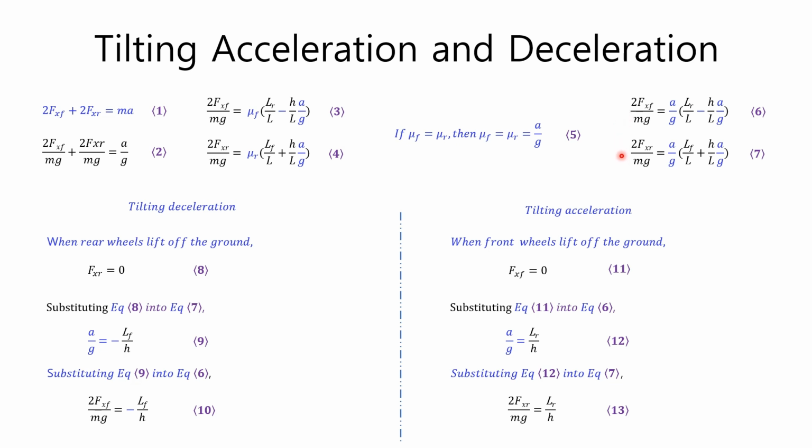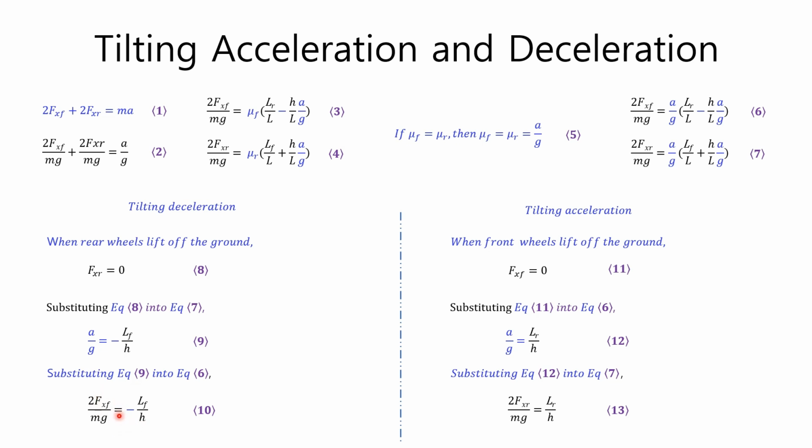Let's first look at tilting deceleration. Since the braking limit occurs just before the rear axle leaves the ground, the rear wheel braking force becomes 0 and can be expressed by equation 8. By substituting this value into equation 7, we can obtain the result of equation 9, which represents the g unit of the tilting deceleration. If we substitute equation 9 into equation 6, we can obtain equation 10. Equation 10 obviously means that the front wheels handle the entire braking force.